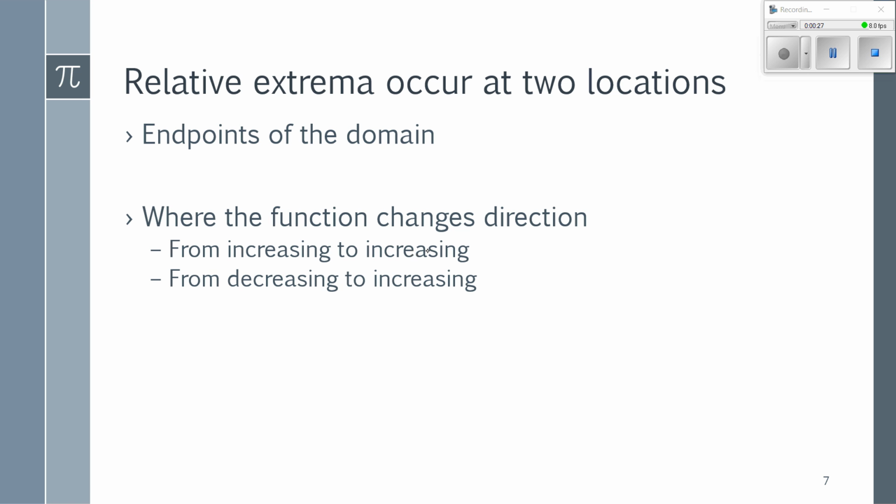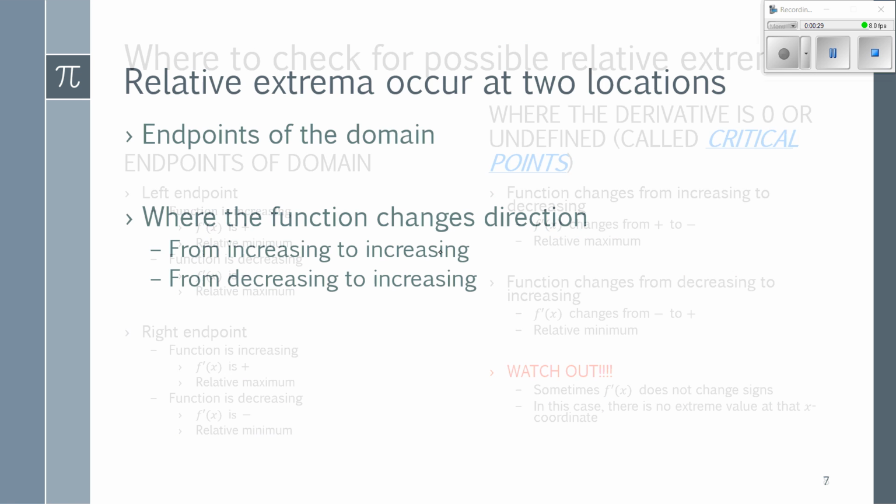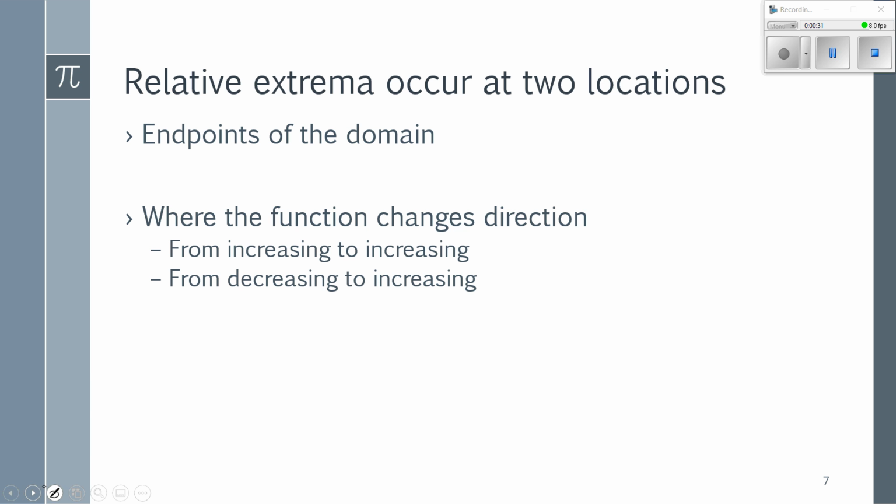I should say, I'm so sorry. I should say not from increasing to increasing, I should say from increasing to decreasing. That's embarrassing. Or from decreasing to increasing. So the key is we have to find those locations.